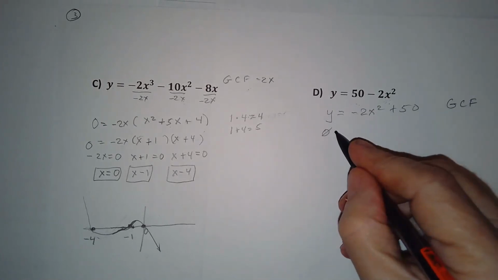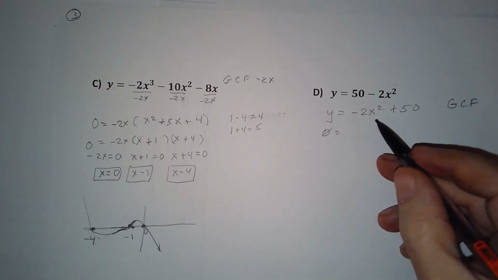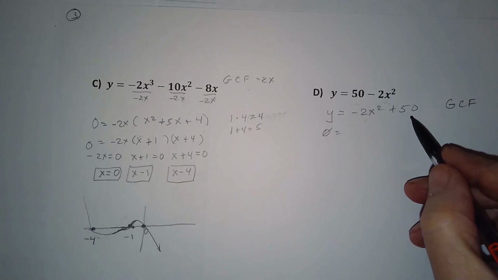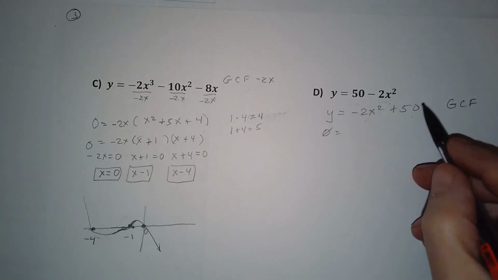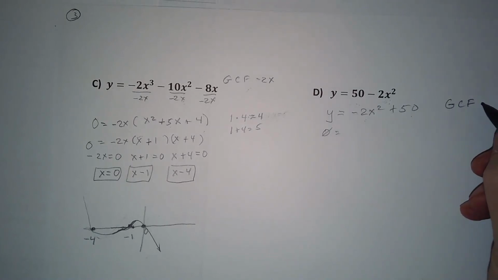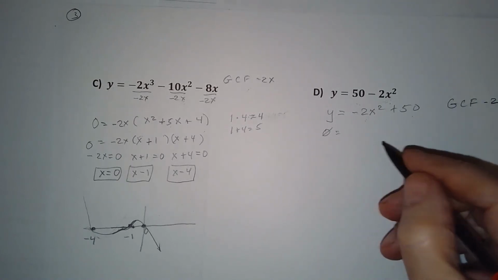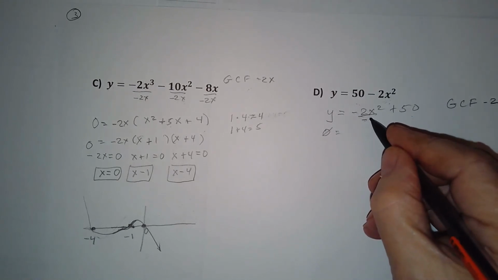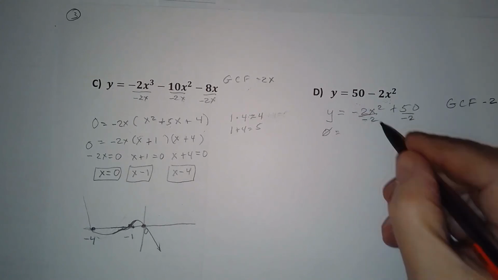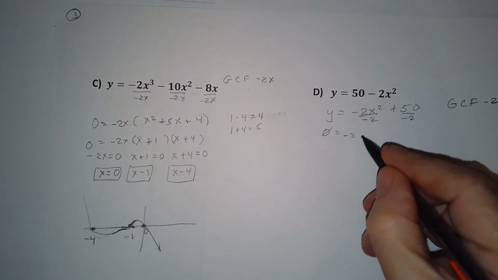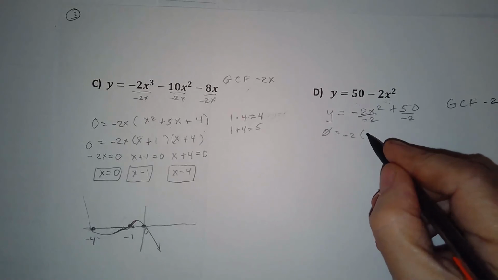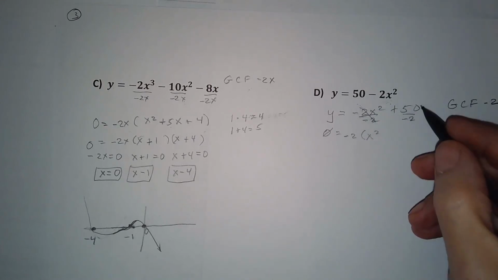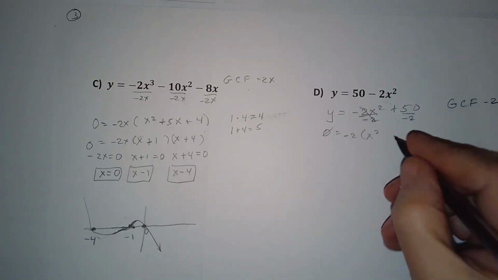And so the GCF is, let's see, I can take out negative 2 out of both of these. Doesn't look like I can take out any x's because I don't have an x in the second term. So I'm going to use negative 2. And so I'm going to divide both of these terms by negative 2. So that leaves me with negative 2 times x squared, because this cancels. And then 50 divided by negative 2 is negative 25.